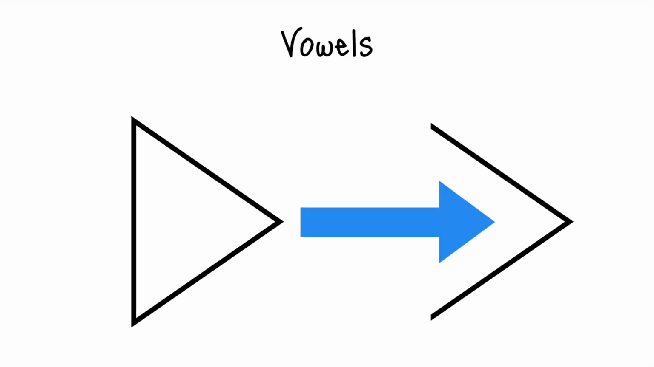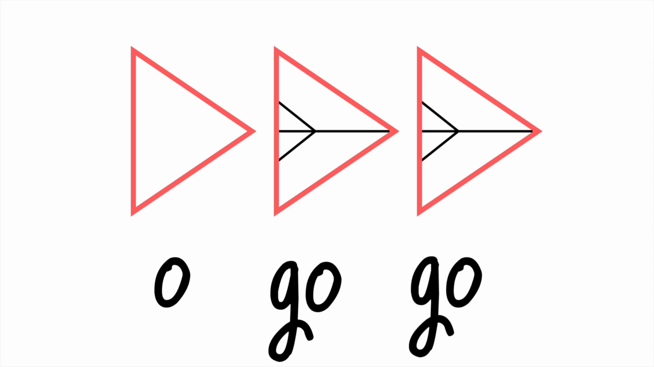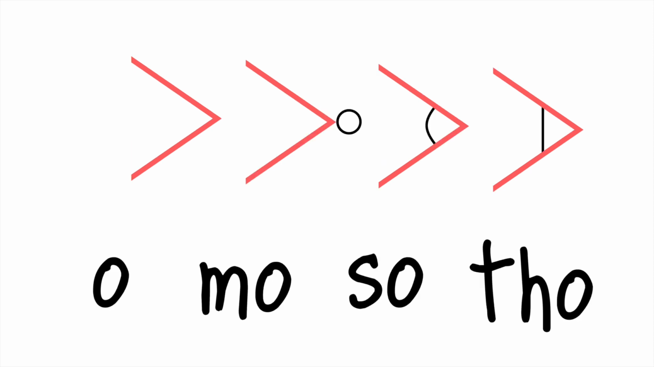You can think of these 2 triangles as the arrowhead of an arrow pointing in the right-hand direction. An example word would be ogogo and umusutu.